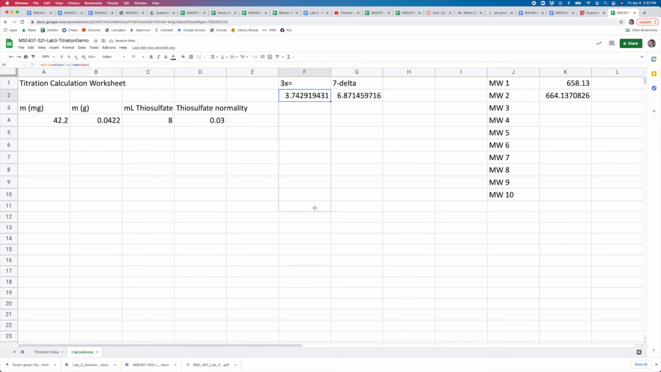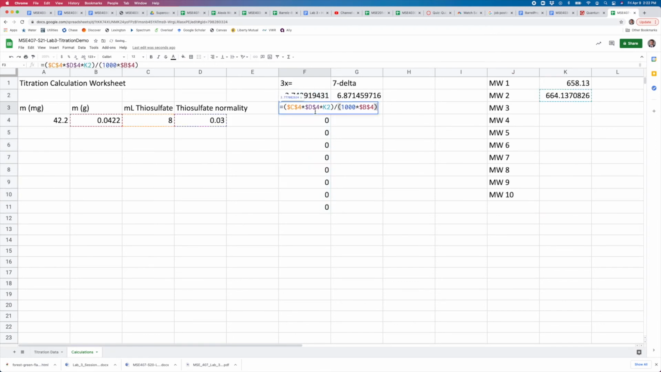And I'm going to bring this down. Now if I click on this one, I'm using these same values, but I'm using the second molecular weight, you can see here. Then the same thing, this is simply a function of 3x, so I can just extend this down. All right, so this is my second round. You can see the 3x got a little higher, and the 7 minus delta got slightly higher, but not much.